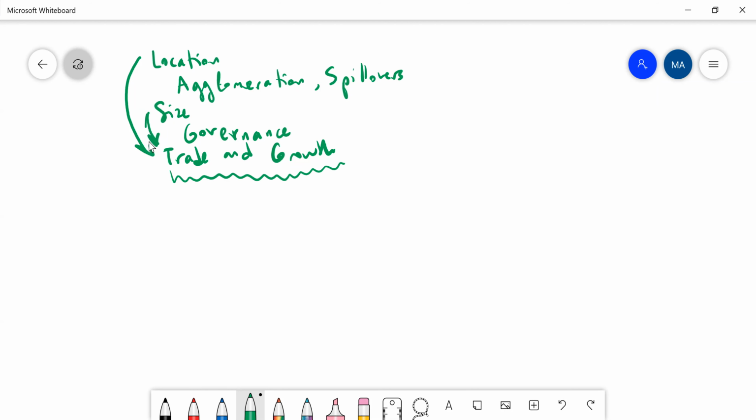So first thing is that if your neighbors are all open to trade, we define trade openness usually as the ratio of exports and imports divided by GDP, right? So if the ratio is large, we say that countries are more open to trade.